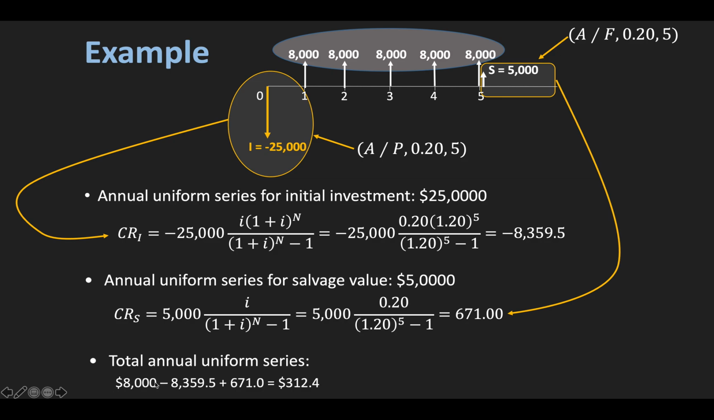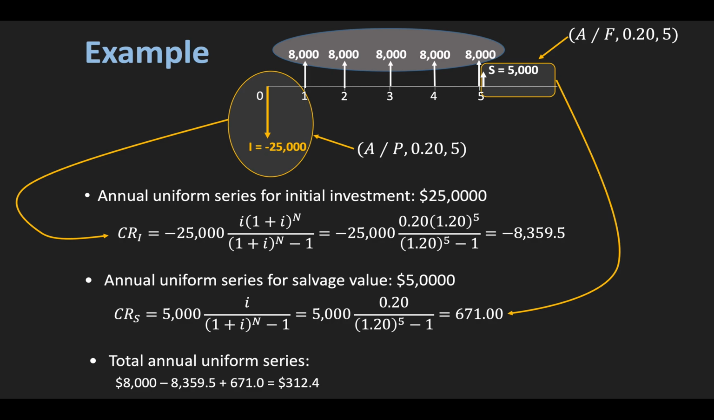Then for each year, I have the original $8,000 income. I have $8,359.5 outcome, and then I have $671.0 income again, positive. So I add them together annually. The cash flow is $312.4. That's the converted total annual uniform series.